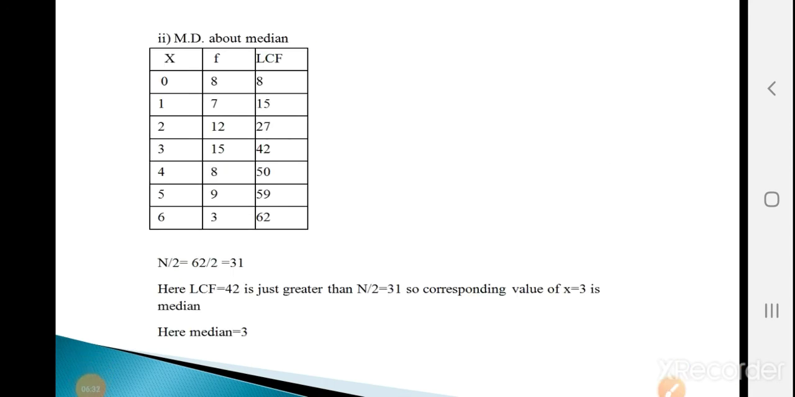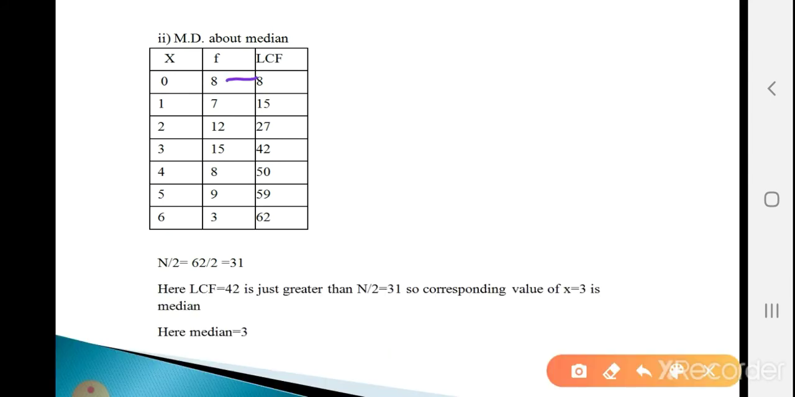Now the next is mean deviation about median. For calculating the value of mean deviation about median, we need the value of median first. How to calculate the median for group data? For finding the value of median, we need to calculate the LCF values first. How to calculate LCF?